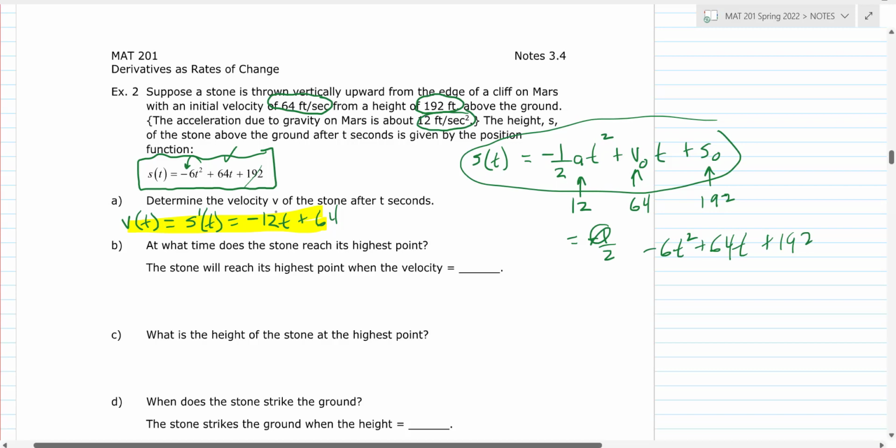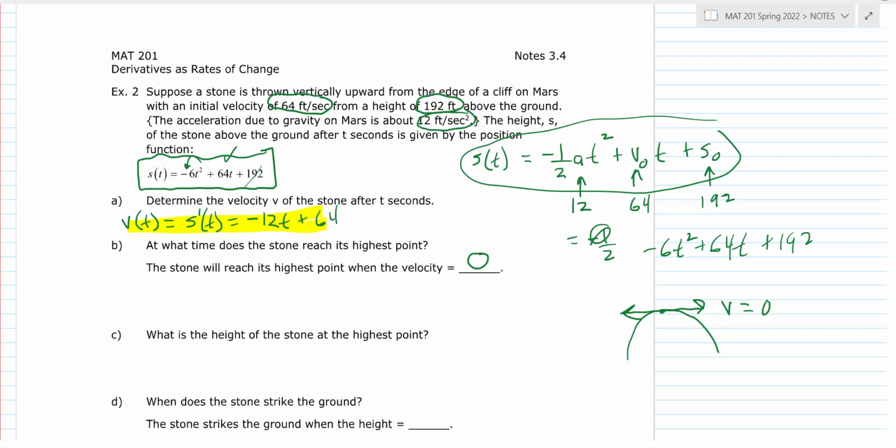Part B says, at what time does the stone reach its highest point? So this is a parabola. If you graphed this function, it would be a parabola going upside down. Remember, the velocity is the slope of a tangent line. So when you reach the peak, the value of that derivative is going to be 0. So the stone will reach its highest point when that velocity is 0, because velocity is the slope of a tangent line, and it's 0 at that peak.